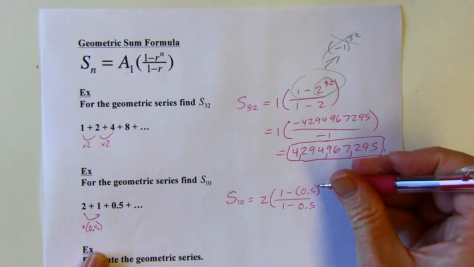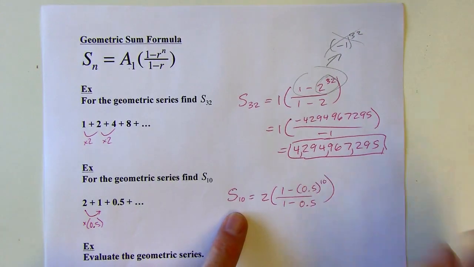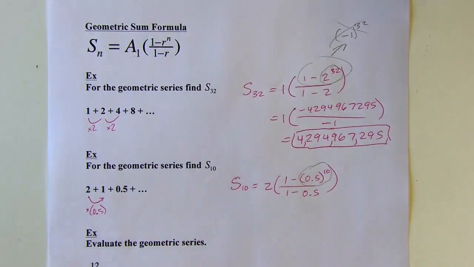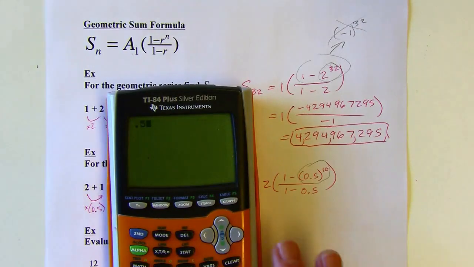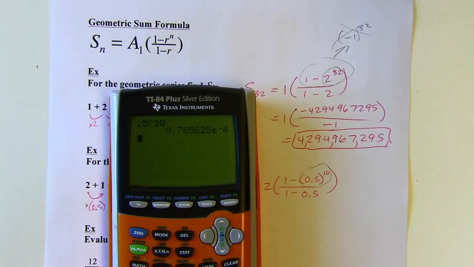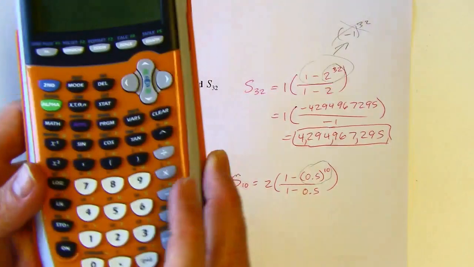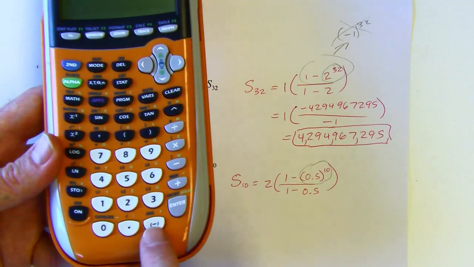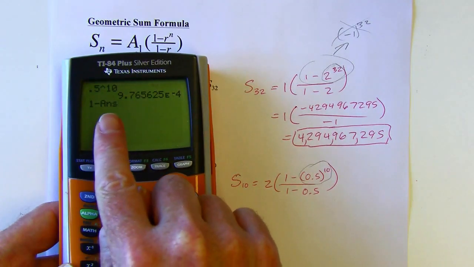Okay, and then n is my number of terms. That's 10 here. Okay, there's my setup. And again, I'm going to start with this in my calculator, 0.5 to the 10th. Okay, I've got this. I'll just leave that in my calculator. 1 minus that. Oh, and by the way, I'm using right above the negative symbol. I'm hitting second and then negative. And what that does is that uses my last answer. 1 minus my last answer.